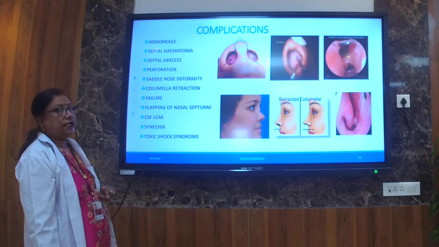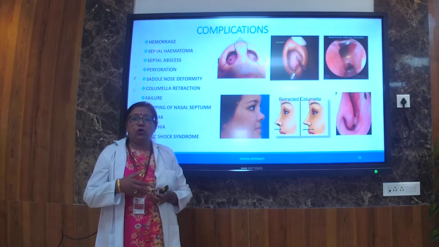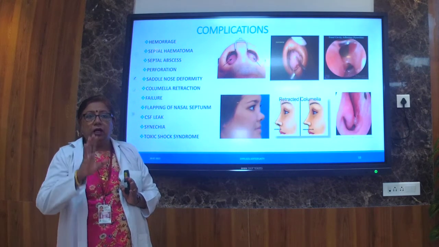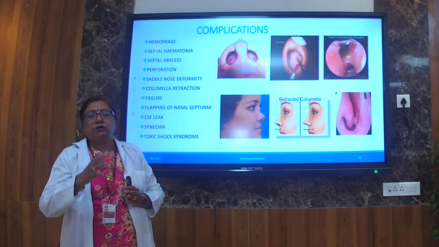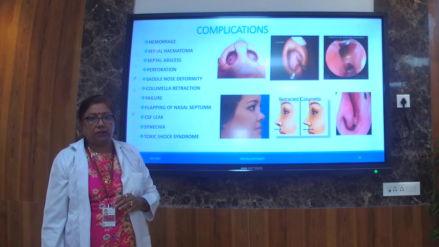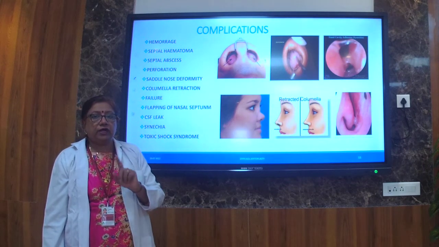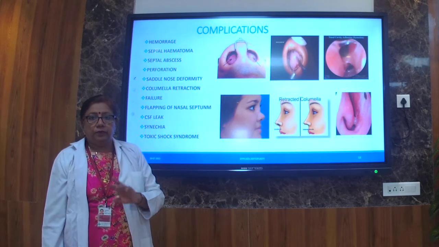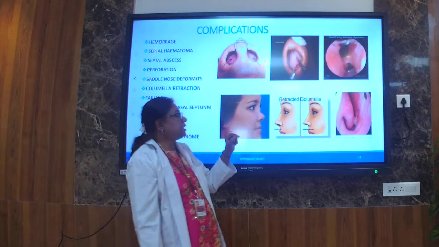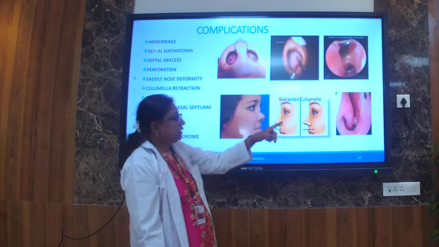When you are doing a septoplasty, if you go more posteriorly and injure the mucoperichondrial flap, or if you are removing a lot of bone, there can be perforation. Perforation of the septum is a chronic complication; after 7 or 8 days, you can see that perforation. In this picture, you can see how the perforation is shown. So this is a very important complication.